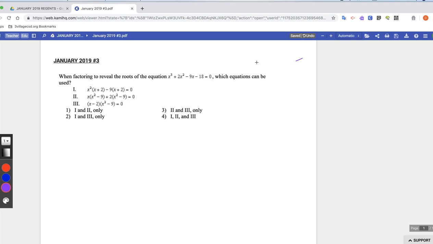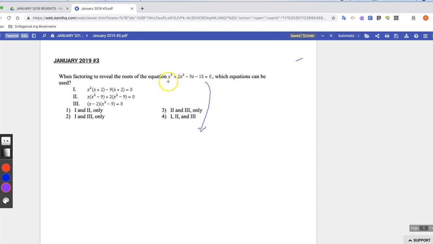So here we see, when factoring to reveal the roots of the equation x cubed plus 2x squared minus 9x minus 18 equals 0, which equations can be used. And there are 3 different choices, and then we have to figure out which of the 3 are correct. So to do this, I will perhaps just start by trying to factor.